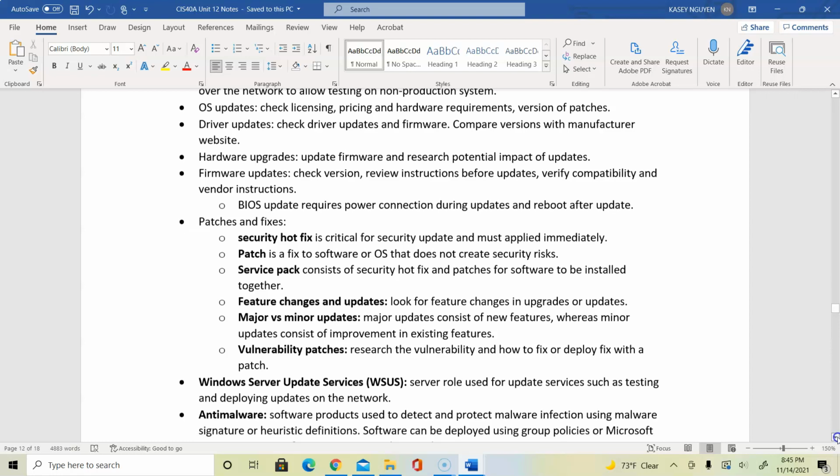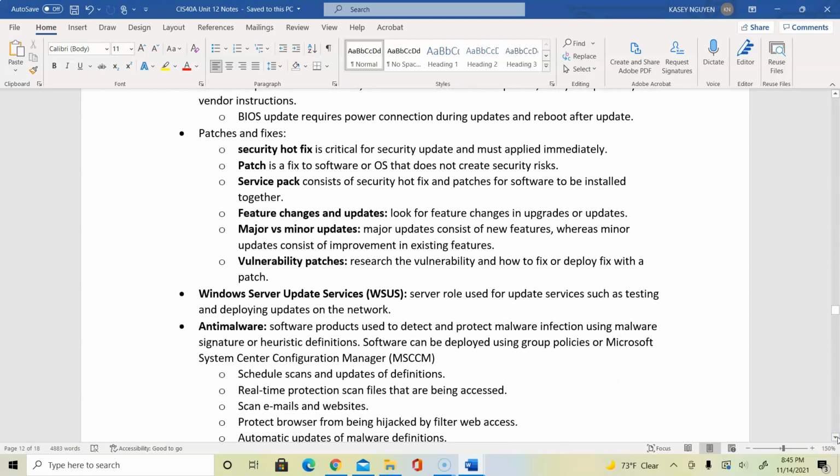Microsoft has a server role called WSUS. This is Windows Server Update Services. This is a role that's used for update services and for testing and deployment of updates.